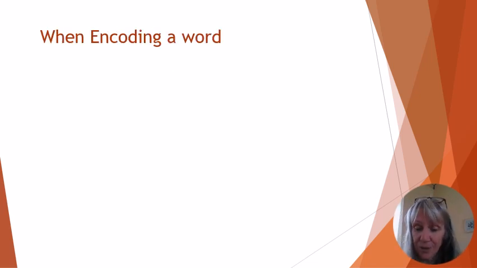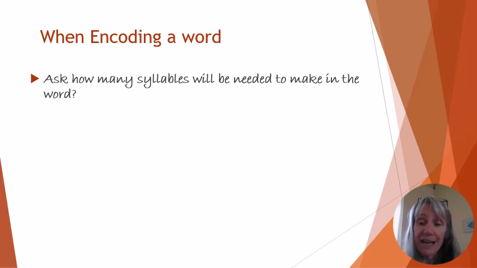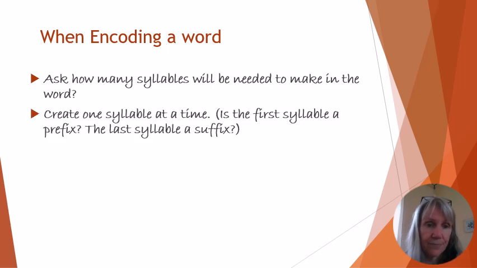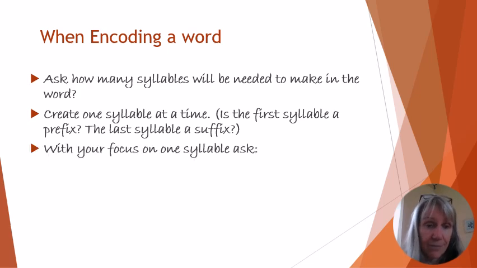When we are encoding a word or building a word, we always ask to begin with how many syllables we need to make in this word. So how many syllables do I need to make in the word I'm about to write or say? Then we create one syllable at a time. And we'll ask, is the first syllable going to be a prefix? Is the last syllable going to be a suffix? Just so we know, it will help us with our meaning, our morphemes.